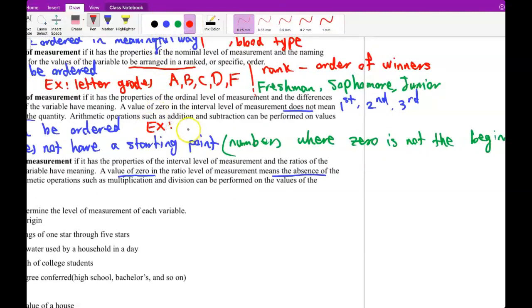Example. Example again, temperature. Credit score.